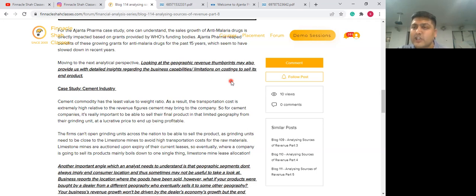Which is where transportation cost is huge if you want to sell in geographies which are very, very far from your grinding unit, because precisely where your cement is created is the grinding unit, and grinding units are located near the limestone mines, because again the transportation cost would be huge. So grinding units unfortunately are located close to limestone mines, and eventually you have a limited circumference or a particular area within which you can sell, given the costing of transportation.